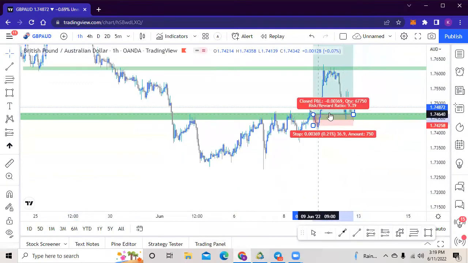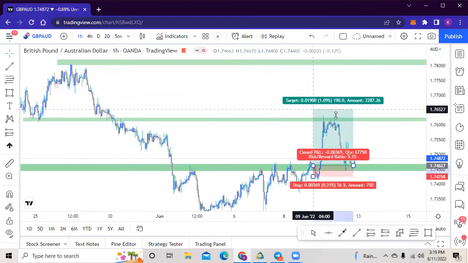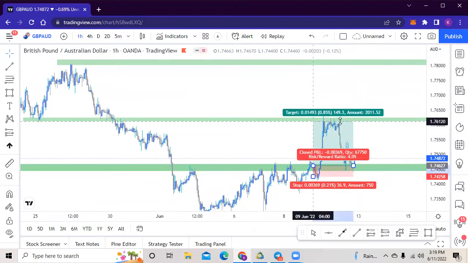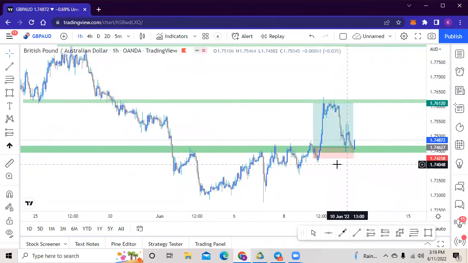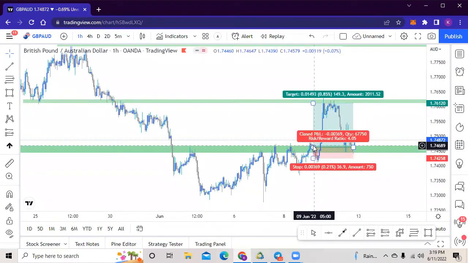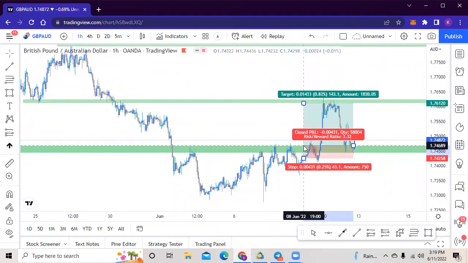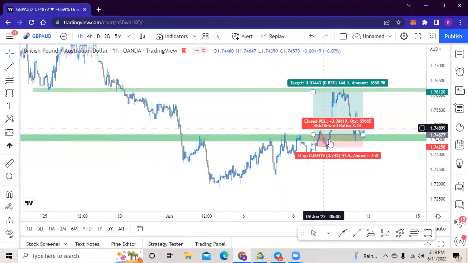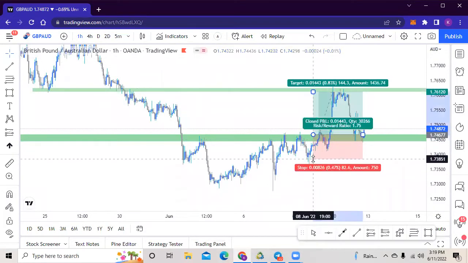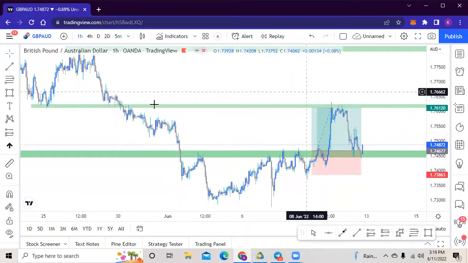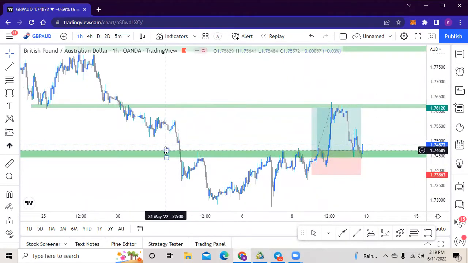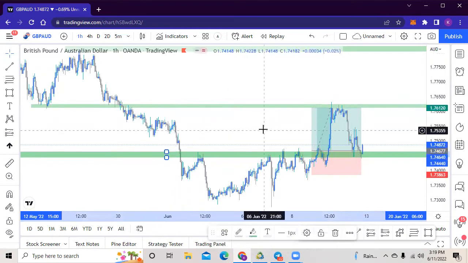So I had this zone already marked up right here, and I actually caught all of this, which was around 149 pips. I caught this move as soon as I saw this higher high right here. I was already in right here, so I caught all of this move. And I knew it was going to break through. As I said, if it's been tested multiple times, it's going to break through.